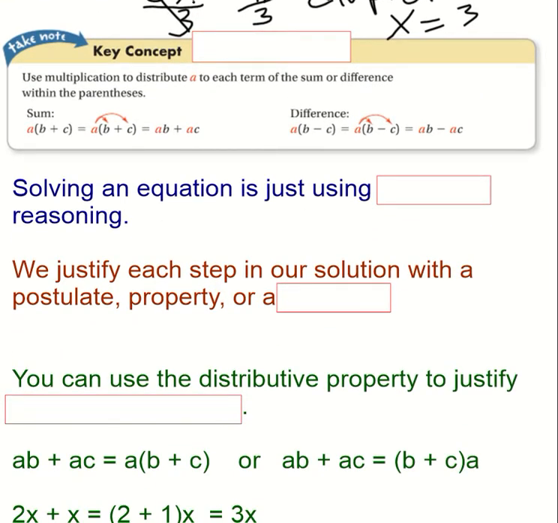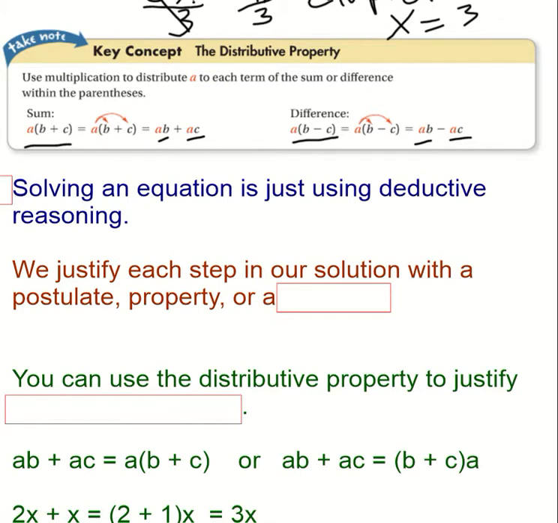So another property that we're going to talk about is the distributive property. This is a really important one that helps us with a lot of different stuff. It says that A times the sum of B plus C is the same as A times B plus A times C. It works in subtraction as well. A times the difference of B minus C is the same as A times B minus A times C.